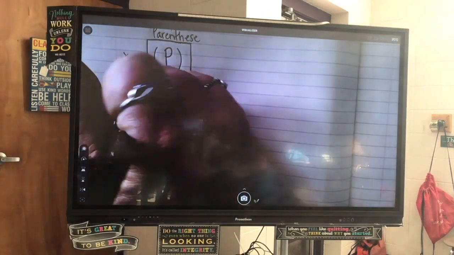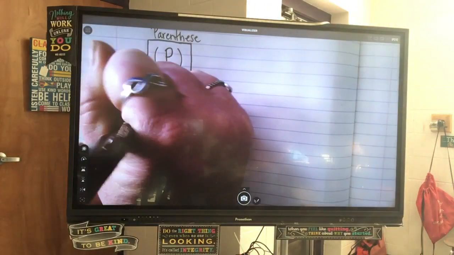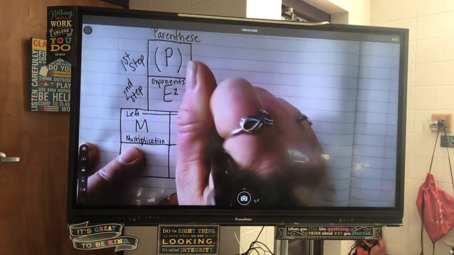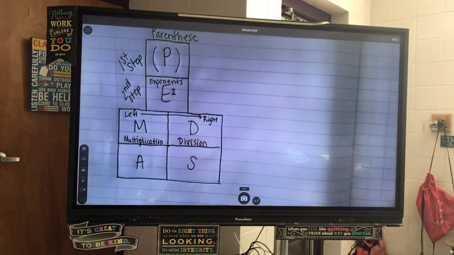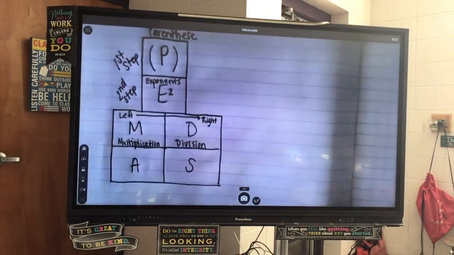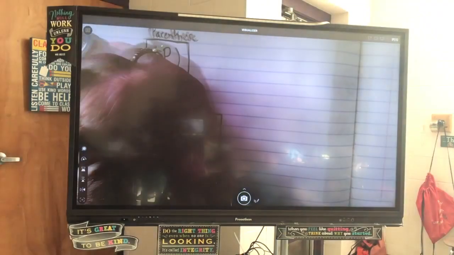Alright, so up here, you need to write left, draw an arrow, right. And what that means is whichever comes first, starting on the left, moving to the right. Okay, this is your third step.